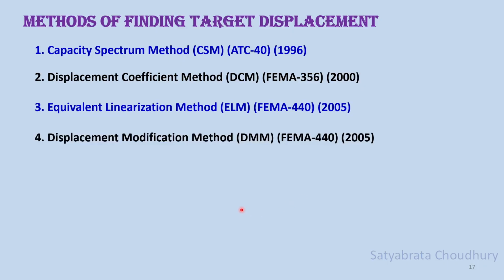So, we are concluding this video here. Different methods for finding the target displacement or design displacement, or locating the performance point which is the ideal point for design, are given through these four methods. Of this, the capacity spectrum method was discussed in another video. The displacement coefficient method we have discussed in the current video, and we have also discussed the equivalent linearization method and the displacement modification method in this video itself.